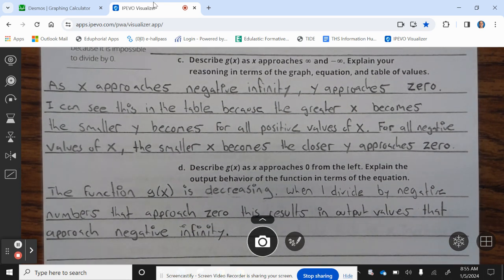C. Describe g of x as x approaches infinity and negative infinity. Explain your reasoning in terms of the graph, equation, and the table of values. As x approaches negative infinity, y approaches 0. I can see this in the table because the greater x becomes, the smaller y becomes for all positive values of x. For all negative values of x, the smaller x becomes, the closer y approaches 0.